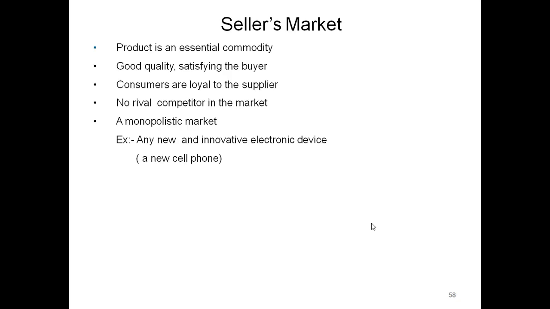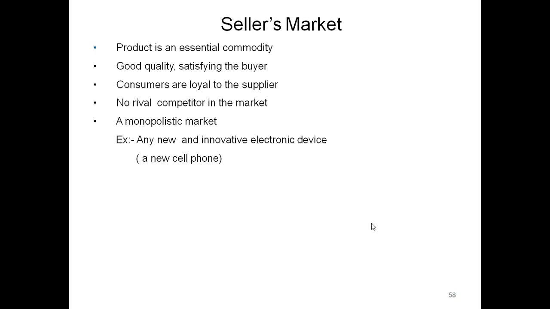Now we'll slowly go to what is a seller's market. Product is an essential commodity. Good quality satisfies the buyer. Consumers are loyal to the supplier. No rival competitor in the market. So what is a seller's market? If quality goods are produced to the satisfaction of the buyer, and if there is no competition for the product from other producers, and it is an essential product with a reasonable price, then the seller will have the upper hand, and such a market is known as a seller's market.